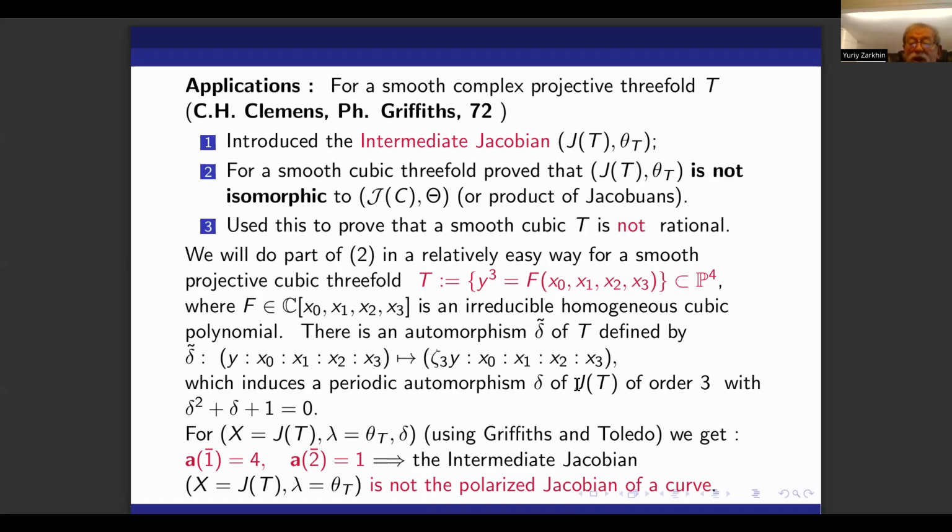In order to prove that this is not a rational variety, one has to do a little more, namely to check that this is not isomorphic to a product of polarized Jacobians. That's what I cannot do, but still I can prove that it's not the Jacobian, and that was the motivation for all this stuff.